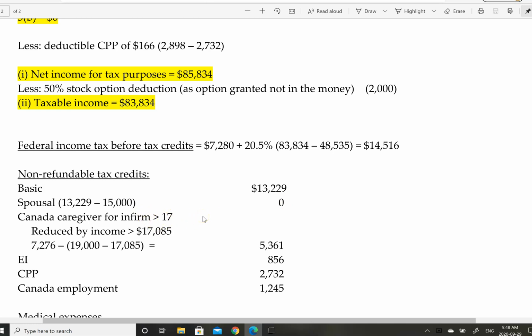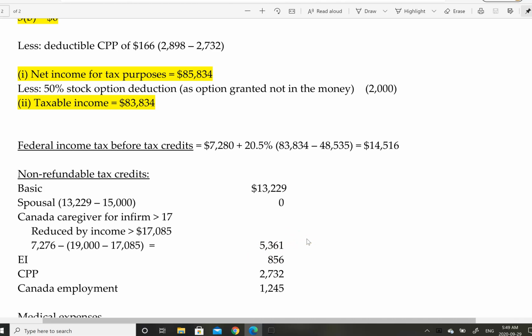Now, that amount is reduced by the dependent's net income that is over $17,085. And because Alex has net income of $19,000, we have to reduce the base amount, the $7,276, by the extra income over the $17,085. So for Tess, the Canada Caregiver for infirm dependents over 17 tax credit is going to be $5,361. And then after that, we have her employment tax credits, the EI, the CPP.